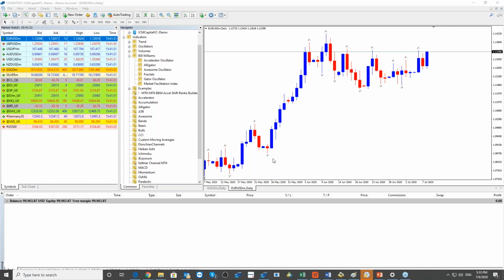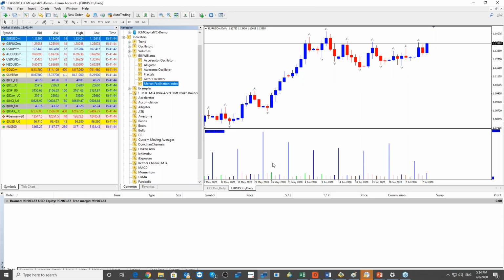There's another question: is the MFI on MT4, and how do I access it? My first time hearing about it. So yeah, it is on MT4. As I mentioned, if you just go for indicators, Bill Williams, you have it here, market facilitation index. You just plot it here, and you have the histogram at the bottom. Okay, so market facilitation index.